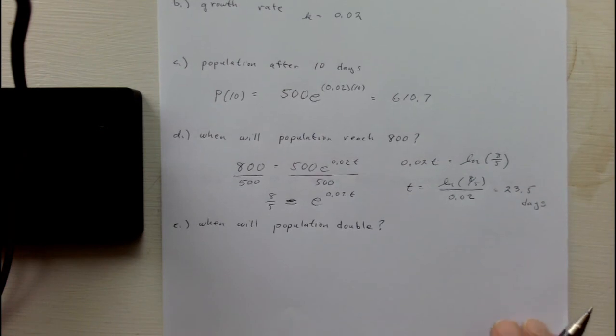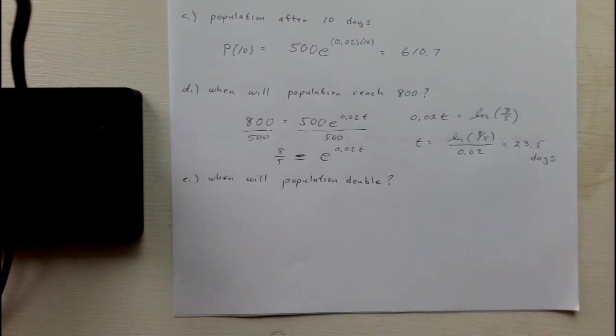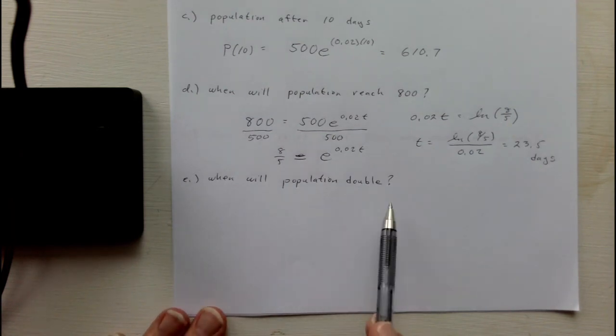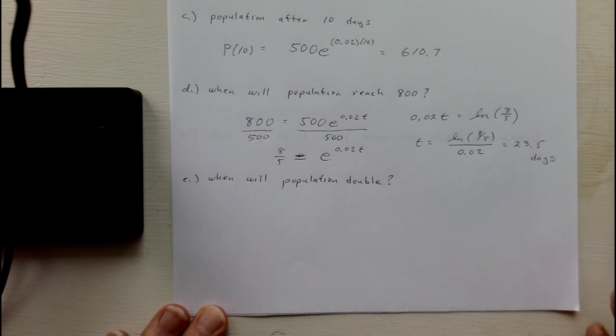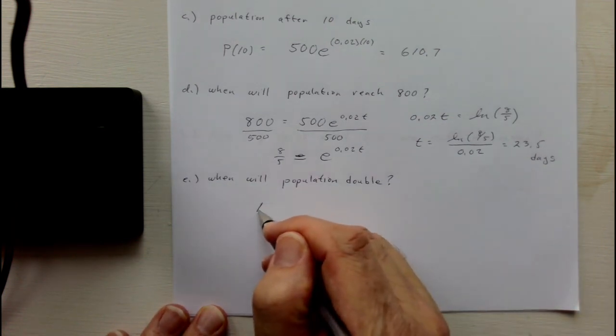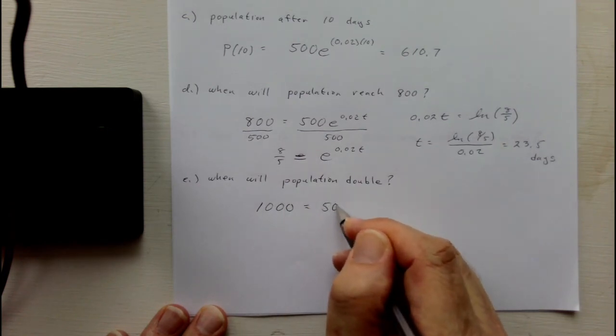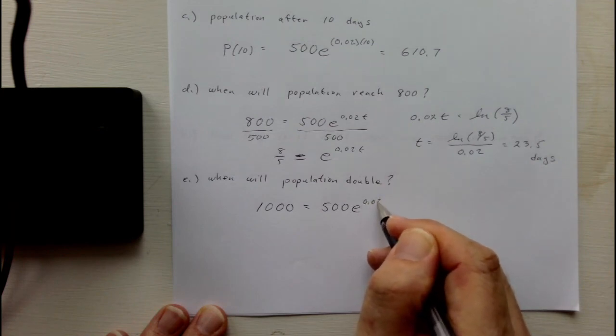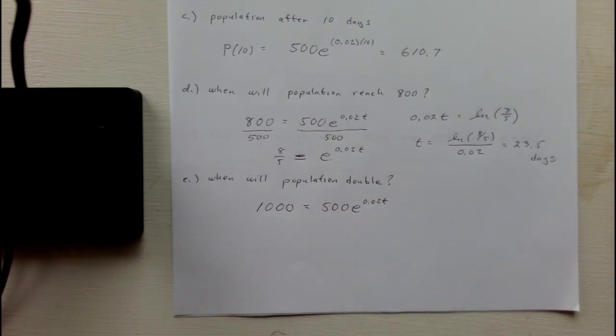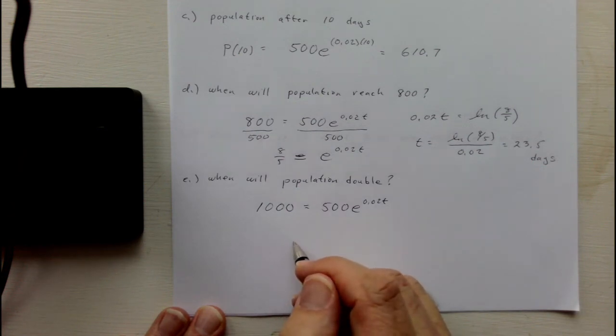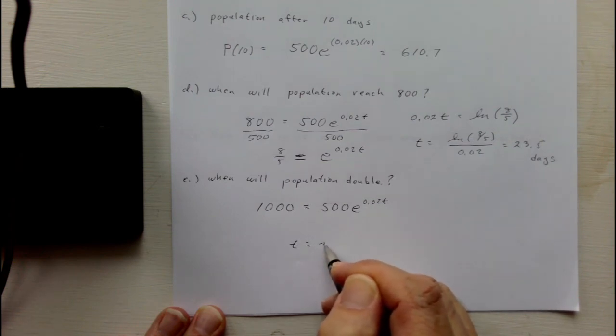Okay. When will the population double? This is what we want. We are asking for t, and when the population doubles, our initial population was 500, so we'll find the t when this will be equal to 1,000. Okay. And then we proceed as before. We can divide both sides by 500. We'll get 0.02t is equal to the natural log of 2. And so this turns out to be, t is going to be 34.7 days.